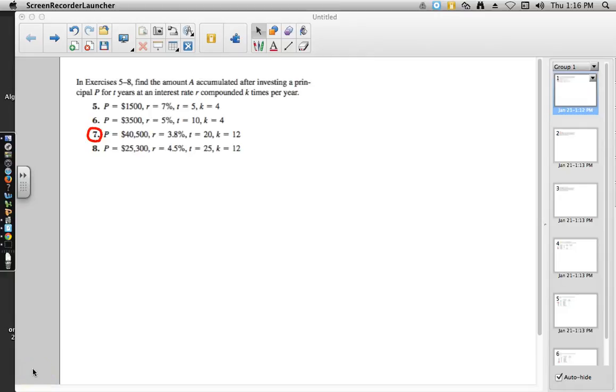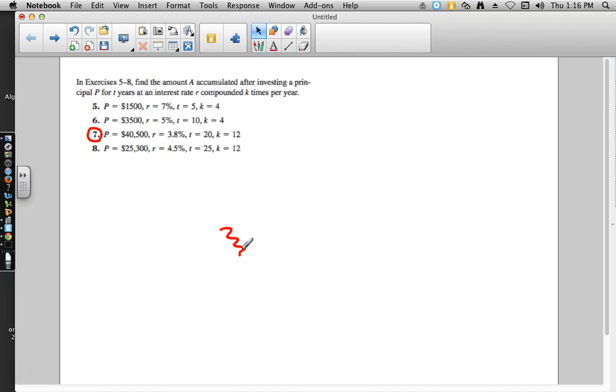These are the frequently asked questions for pre-calculus for section 3.6 day 1, where we were talking about a lot of the interest formulas. Number 7 says, in exercises 5 through 8, find the amount A accumulated after investing a principal P for T years at an interest rate R compounded K times per year. There's a lot to keep track of, but what really needs to grab your attention here is how many times per year are we talking about?